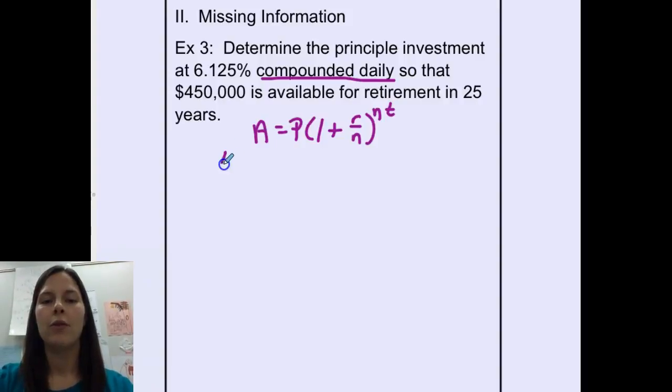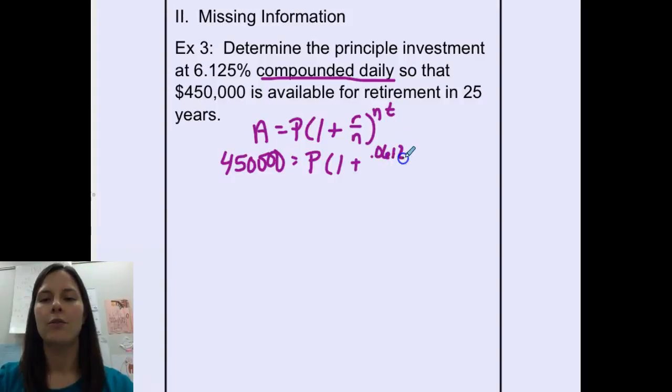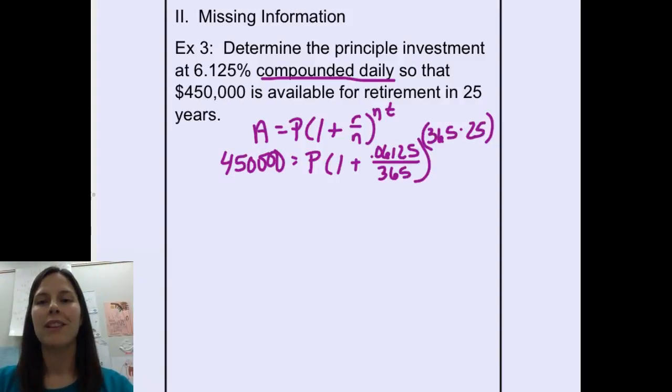We know we want $450,000 when we retire. So how much do we need to invest right now? That principal amount is what we'll be solving for. Our rate is 0.06125. Compounded daily would be 365 times per year, so we'll substitute that for both n's. And we would like to retire in 25 years. Again, when you put this in your calculator, use parentheses around that exponent.